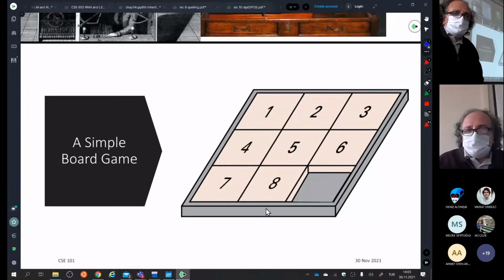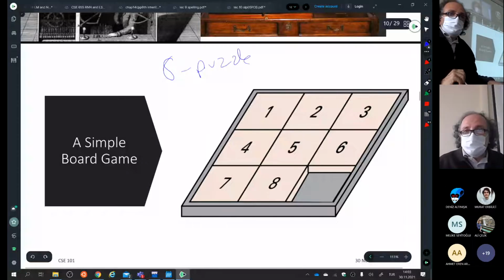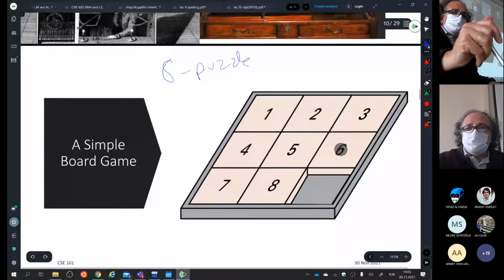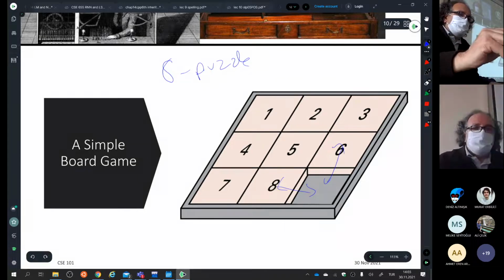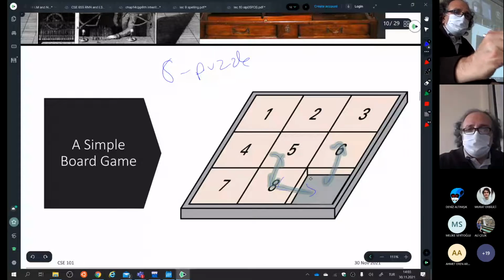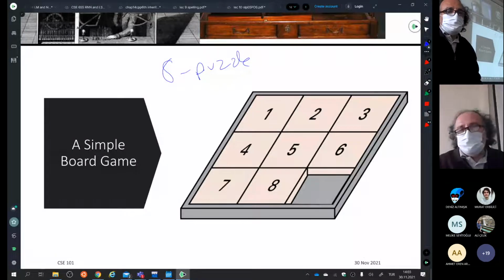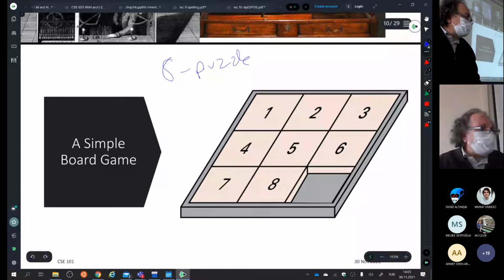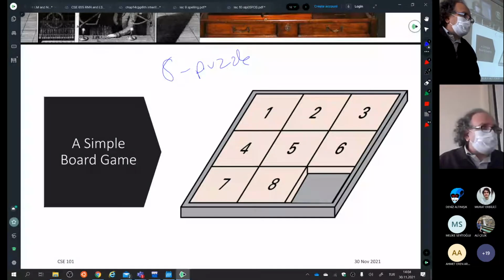Like this one. I think I got this from your textbook. A simple board game is called the eight piece puzzle. Do you know how to play this game? Each of these pieces can move. For example, the six can move up and down, eight can move left and right. Once eight moves, five can move up and down. If the board is shuffled, you're supposed to put all the pieces into the correct order: 1, 2, 3, 4, 5, 6, 7, 8. That's the game. If you do it very quickly, then you are a smart guy. If you take days to solve it, then you are not very bright, maybe. That's what we have learned.